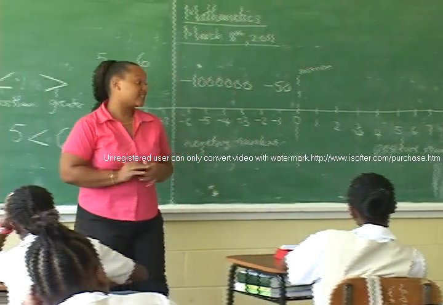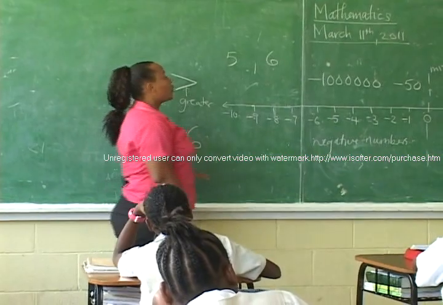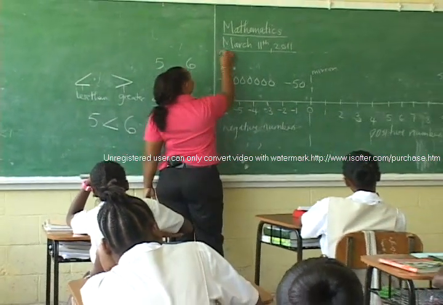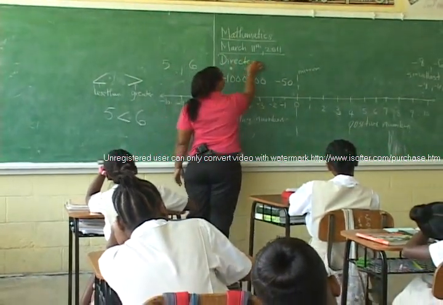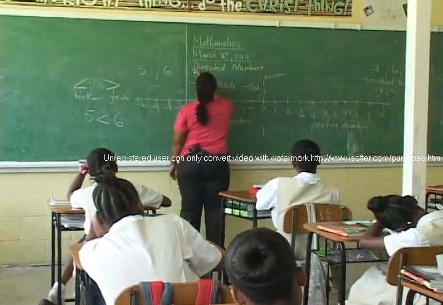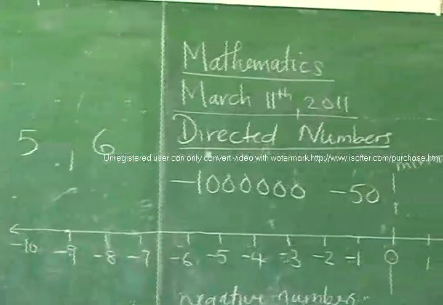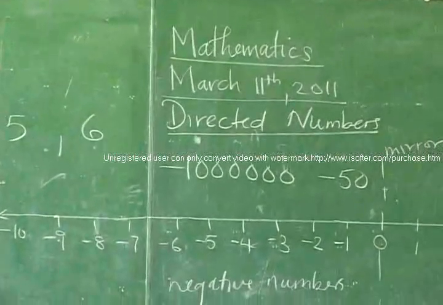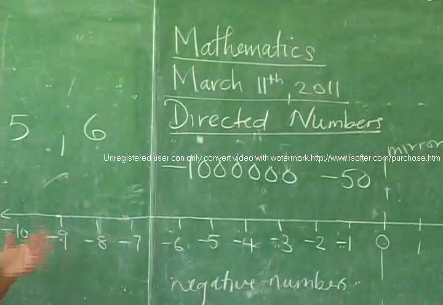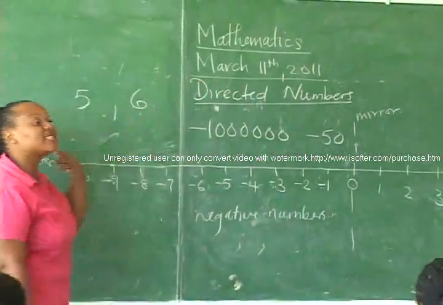That we have just looked at, the group of the negatives and the group of the positives, we call them directed numbers. Directed numbers. And when you think of the word directed, what comes to mind? Direction. Order. Directed numbers, they have direction and they have size.